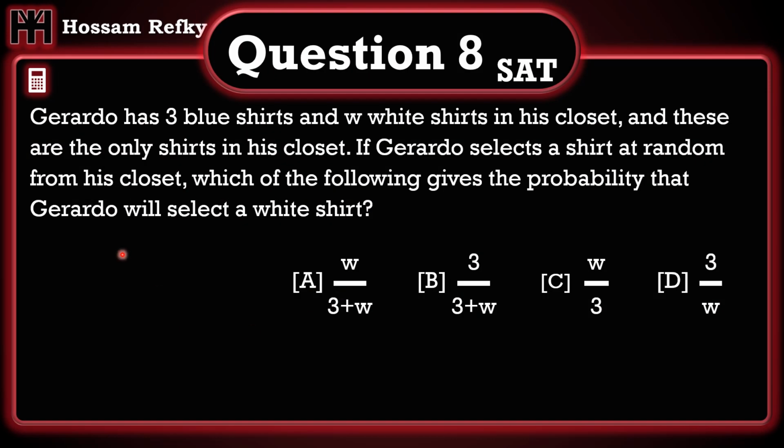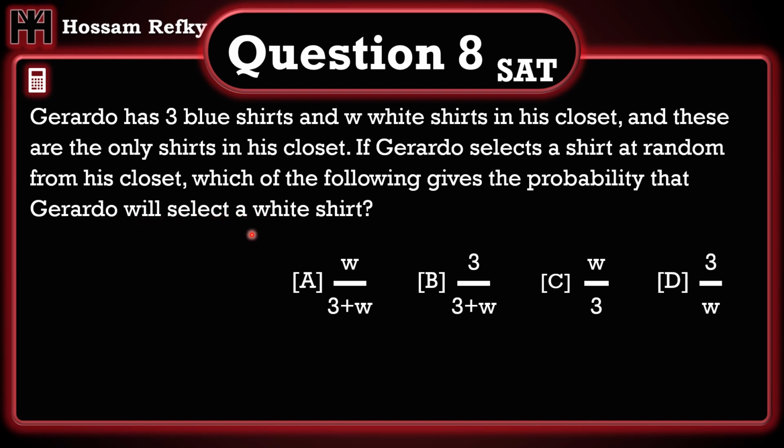Question 8. Gerardo has 3 blue shirts and W white shirts. So they didn't give us the number of white shirts. They only gave us the W. Okay, in his closet, and these are the only shirts he has in his closet. If Gerardo selects a shirt at random from his closet, which of the following gives the probability that Gerardo will select a white shirt?